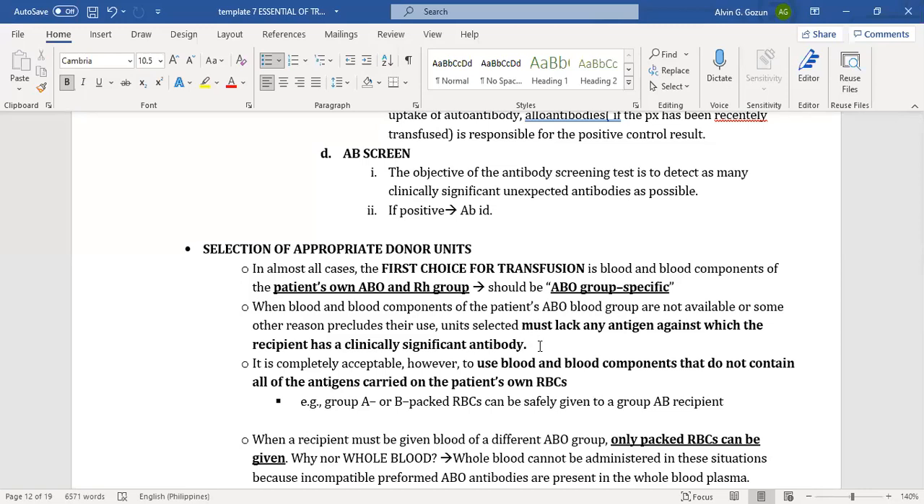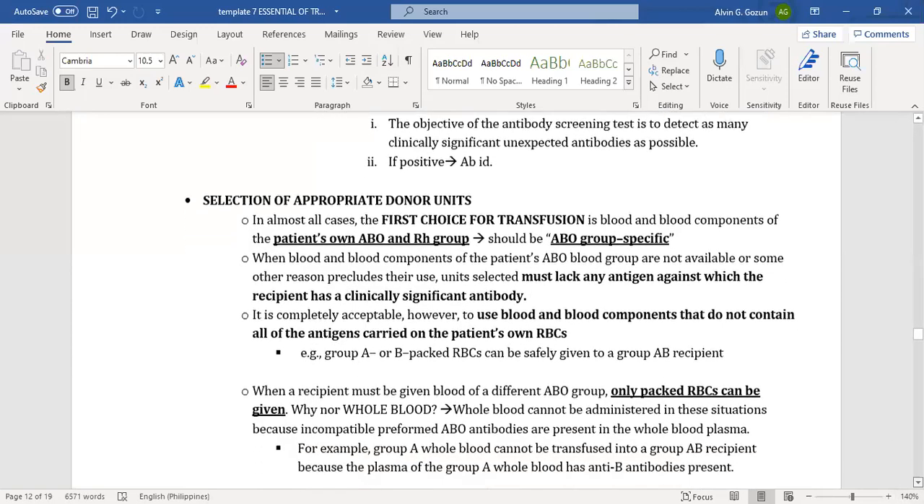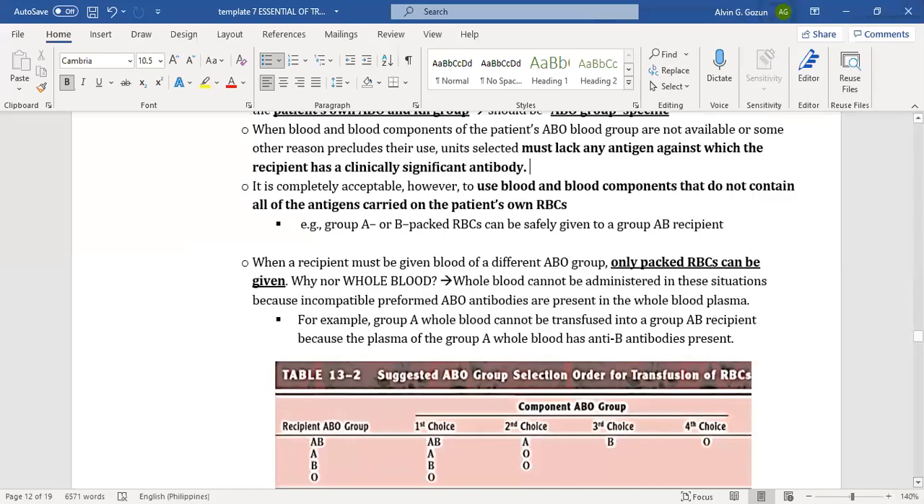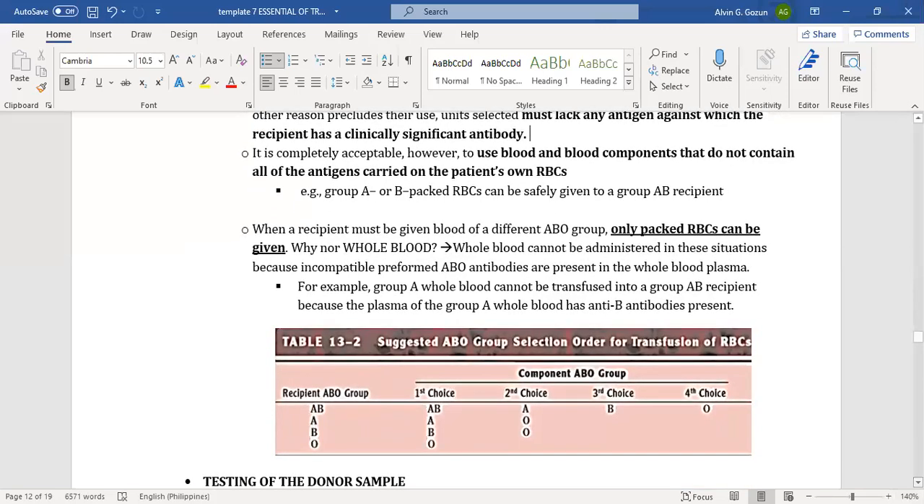That's why very important. It is completely acceptable, however, to use blood and blood components that do not contain all antigens carried on the patient's own red blood cells. So sabi dito, when a recipient must be given blood of a different ABO group, only PAC RBCs can be given. Tama, di ba? Bakit hindi daw whole blood? Kasi pag whole blood, whole blood cannot be administered in these situations because incompatible preformed ABO antibodies are present in the whole blood plasma.